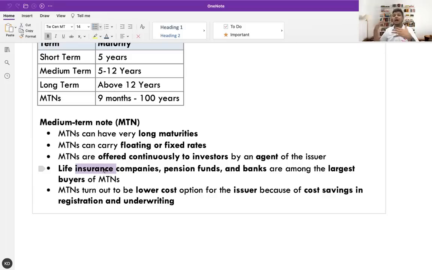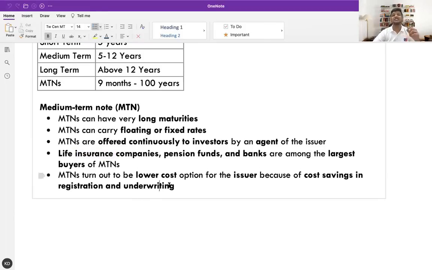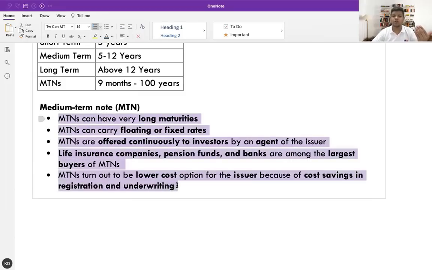So these large institutional organizations consistently inquire for medium-term notes with their specific needs. Okay, so that's why they are very famous. They turn out to be a lower cost option for the issuer because of the cost savings in registration and underwriting. So you don't have to deal with registration and underwriting. You don't have to go through a long-term process. You can keep on continuously issuing shorter-term securities or mid-range securities.